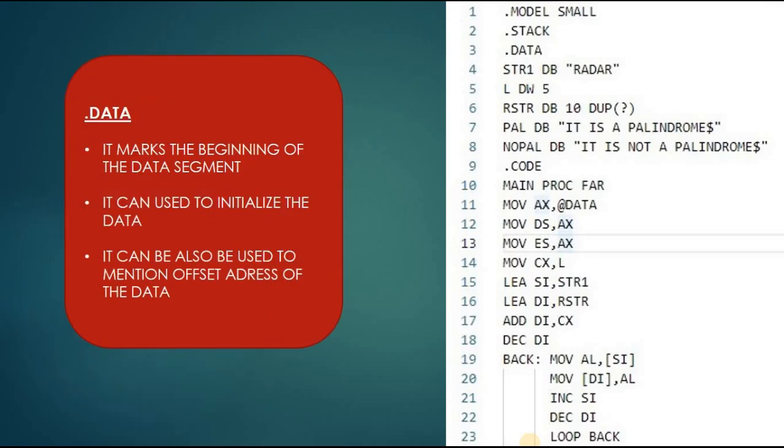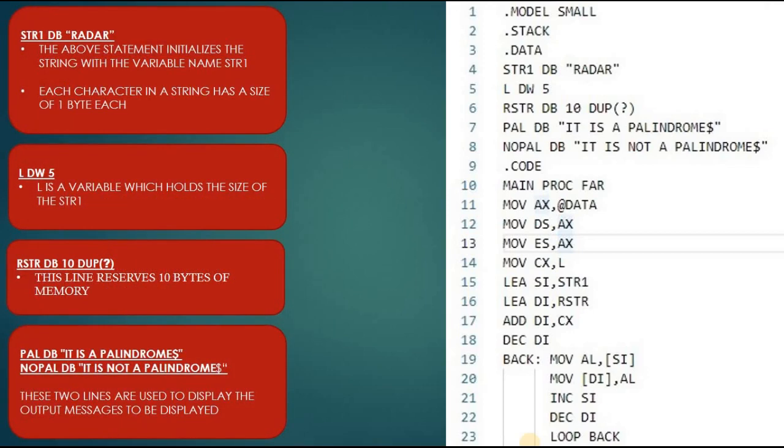The third line of the program marks the beginning of the data segment. The data segment can be used to initialize the data. It can also be used to mention the offset address of the data. In the data segment, the first instruction is str1 db 'radar'. This statement initializes the string with the variable name str1.